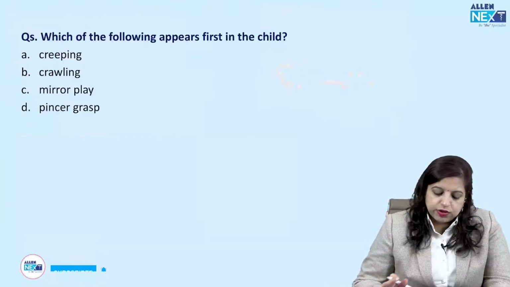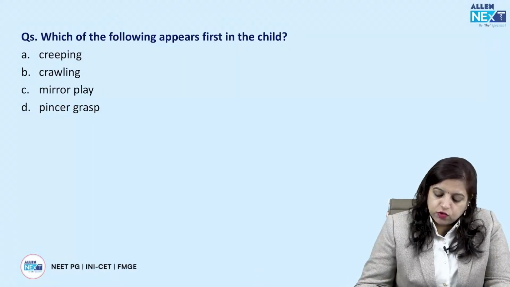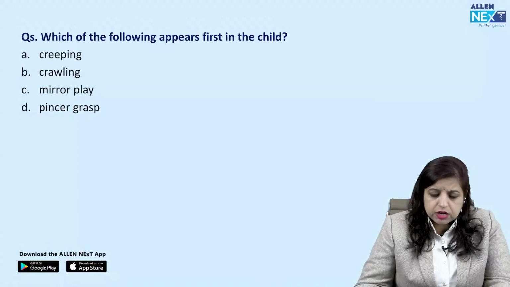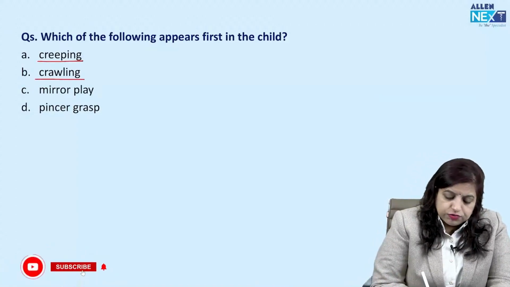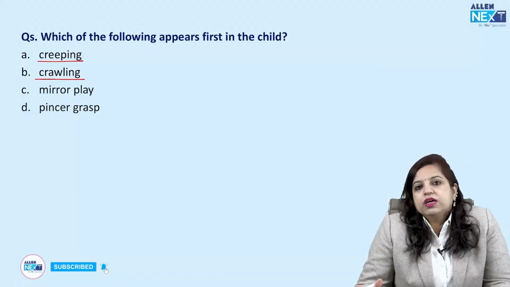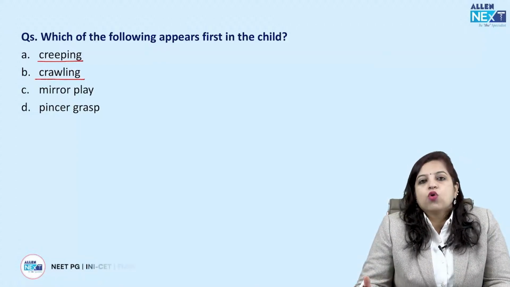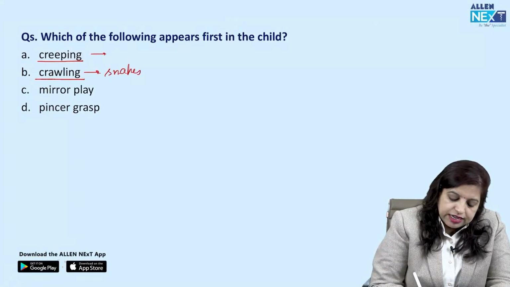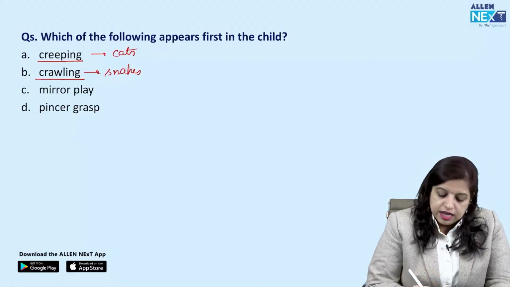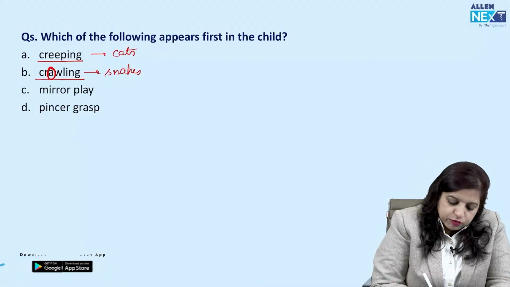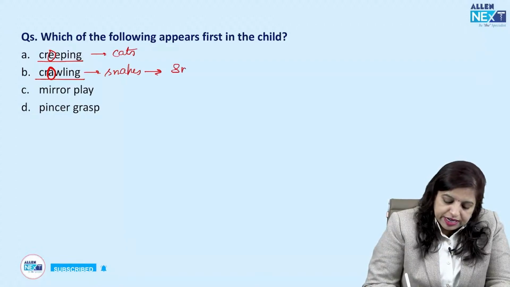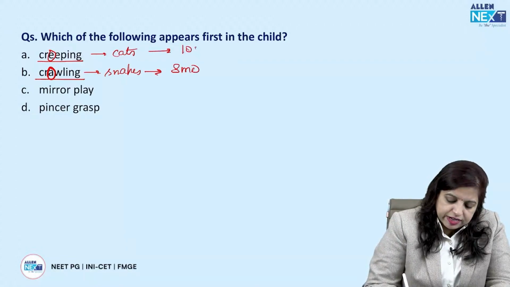Now tell me the next question, answer to this question: which of the following appears first in the child? Creeping, crawling, mirror play, or the pincer grasp? So see, creeping and crawling. So we are very much confused. What is called creeping, what is called crawling? Always remember, the snakes, they crawl and the cats, they creep, right? And crawling, A comes before E. So snakes crawl, that means crawling would come at 8 months and the creeping would come at 10 months.